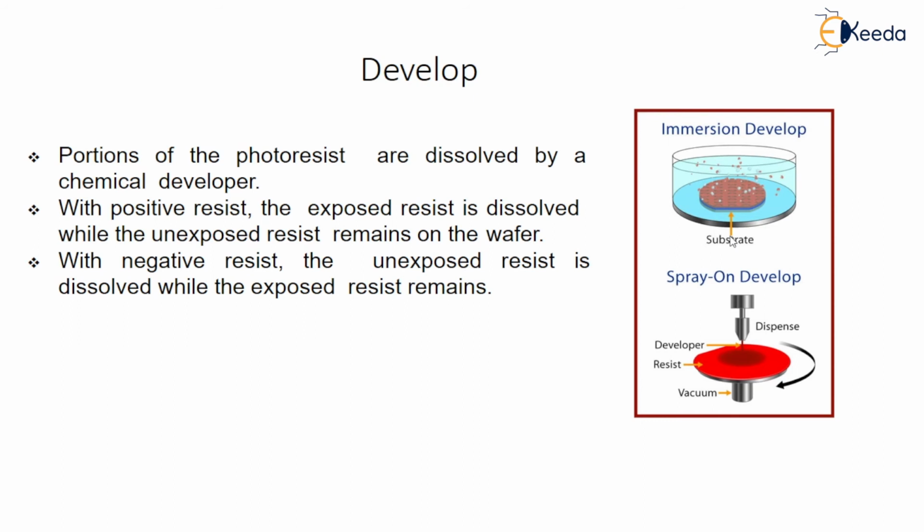Then develop. The portions of the photoresist are dissolved by a chemical developer. With positive photoresist, the exposed resist is dissolved while the unexposed resist remains on the wafer. So that is shown in the figure. This is a resist and which is exposed, that is shown in the developer, and which is remaining, that is shown. With negative resist, the unexposed resist is dissolved while the exposed resist remains. So that is the main important part of develop.